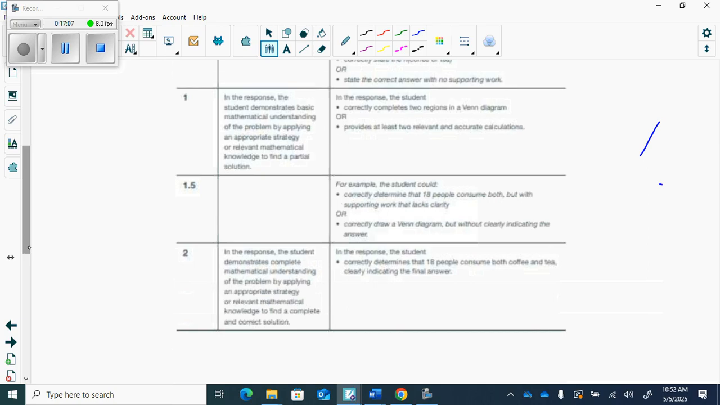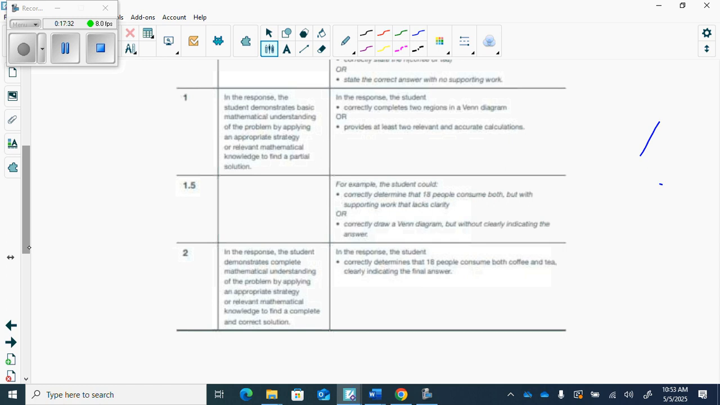1. You correctly complete 2 regions of the Venn diagram. So 2 things are correct, the rest is wrong. Or you provide at least 2 relevant and accurate calculations. So you can go the Venn diagram route, or you could have just done calculations. I didn't do a Venn diagram at all, and I still would have gotten a 2 on that one. Right? So here you provide at least 2 relevant and accurate calculations. So me adding up the 100 people, right? Or the subtracting will give you that.